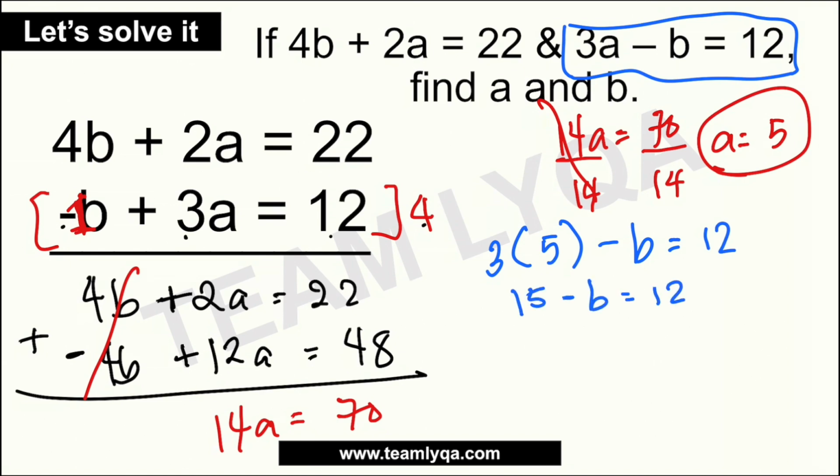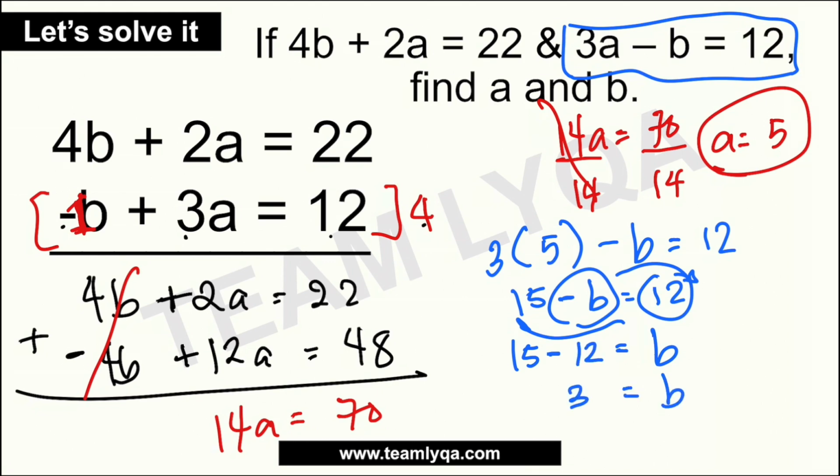Para manatiling positive yung ating letter, siya ang ililipat ko sa kabilang side. Tapos, ililipat ko din ito sa kabilang side. So, mangyayari dyan, b is equal to, kasi again, magiging positive na siya, nilipat mo, 15 minus 12. So, B is equal to 3. Yan na yung sagot natin.